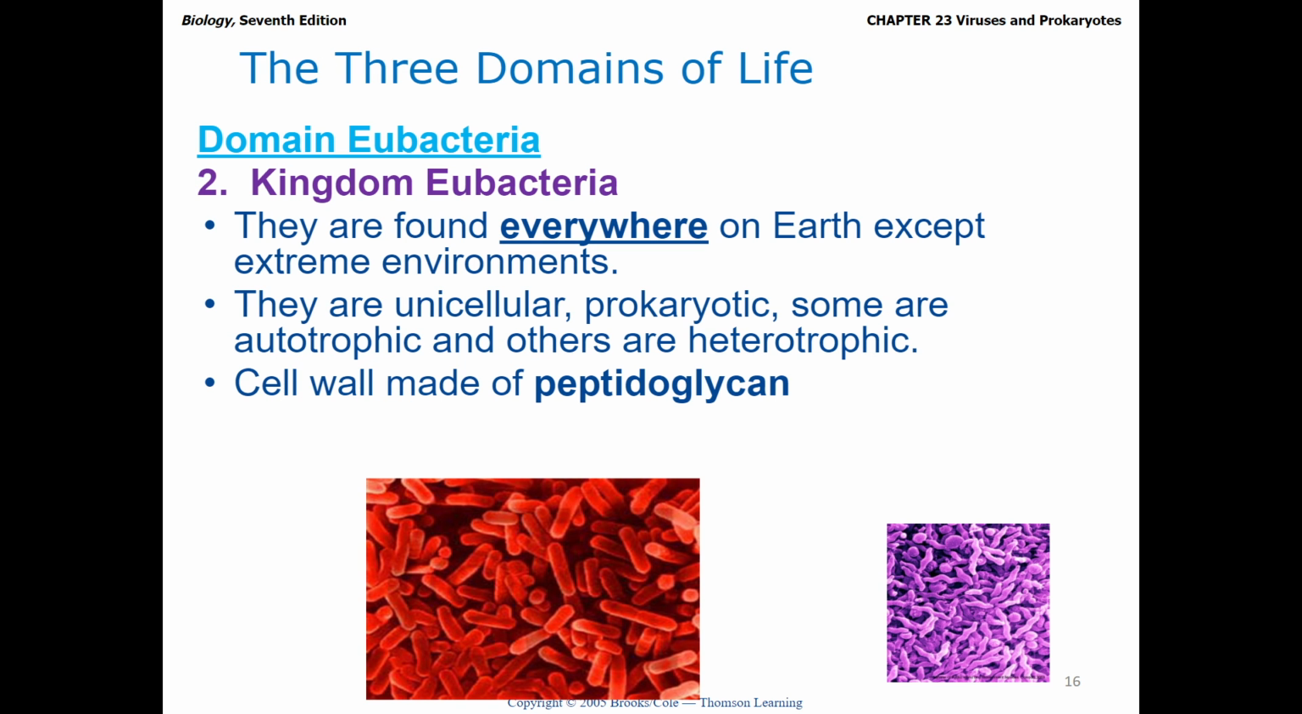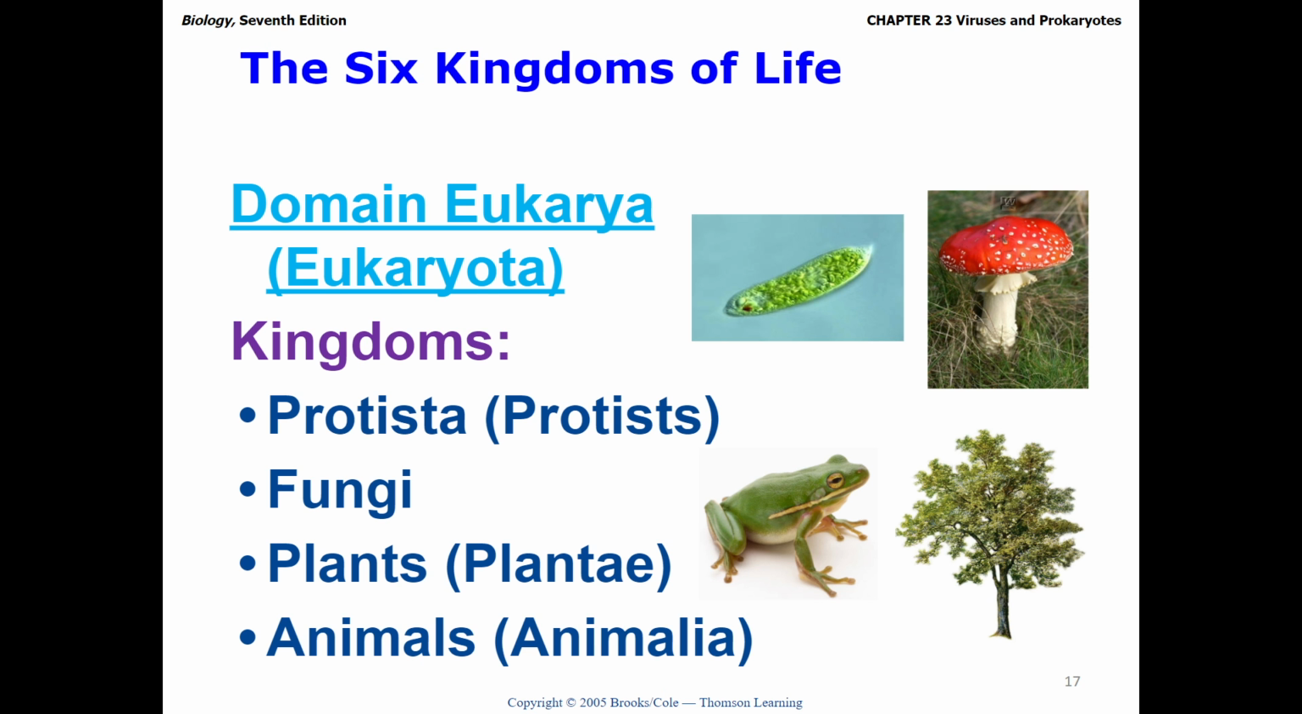Domain Eubacteria contains kingdom Eubacteria, and these types of prokaryotes are found everywhere, except in those extreme environments where you find Archaea. So they're not extremophiles. They do contain peptidoglycan in their cell wall. They tend to stain purple under a microscope, but they're unicellular prokaryotic, but they can also be autotrophic and heterotrophic, but always unicellular. And then we have domain Eukarya, which has many kingdoms: Protista, fungi, plants, animals, which are kingdoms Plantae and Animalia.